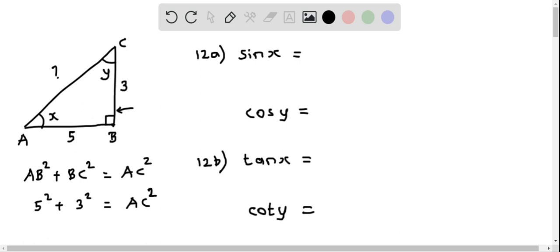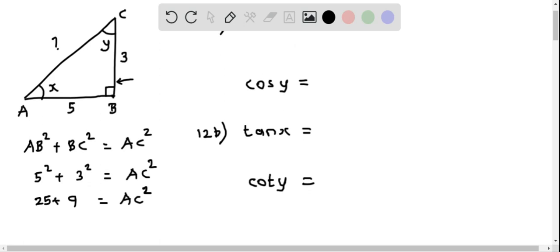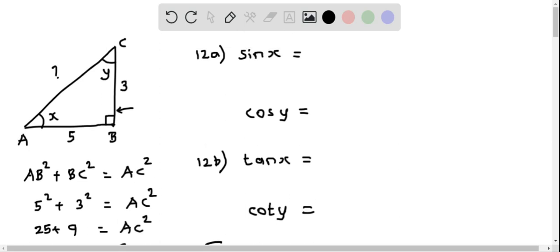5 squared is 25 and 3 squared is 9. This is equal to AC squared, and this means 34 equals AC squared. We then take the square root on both sides so that we get AC. Therefore AC equals the square root of 34. So we found the hypotenuse AC, which we can mark here as square root of 34.